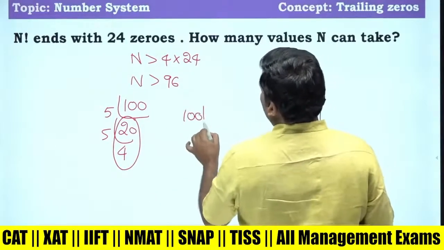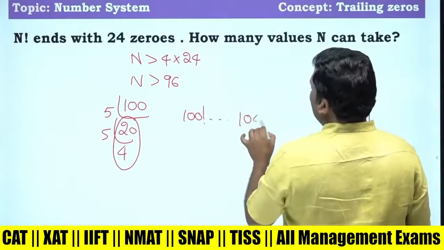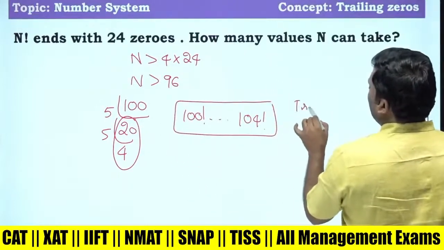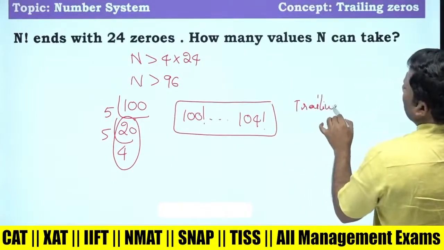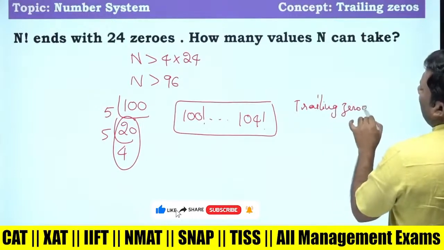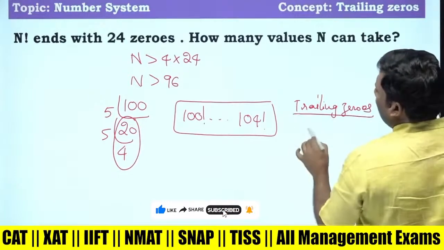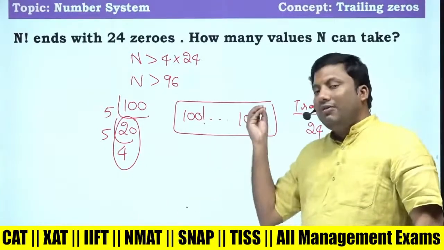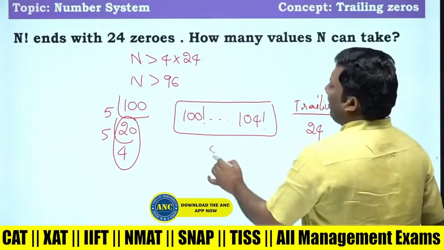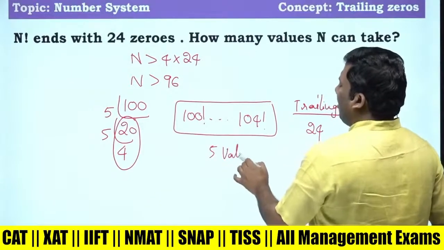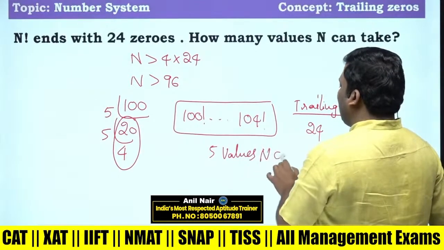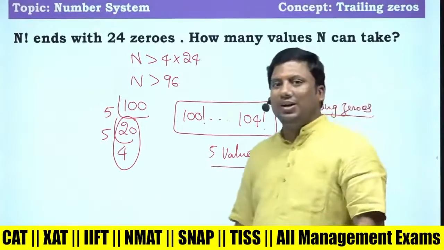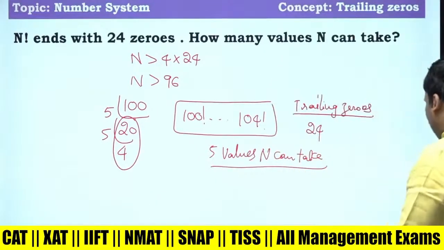That means from 100 factorial till 104 factorial, how many trailing zeros will be there? 24 trailing zeros will be there. Trailing zeros means the number of zeros at the end. The answer will be 5. How many values can n take? 5 values. What are those 5 values? 100 factorial to 104 factorial.